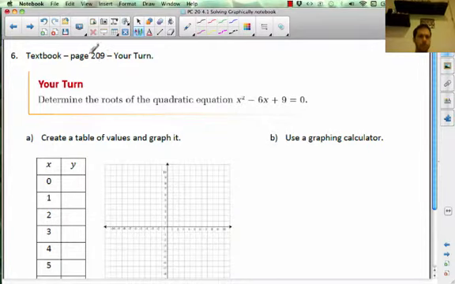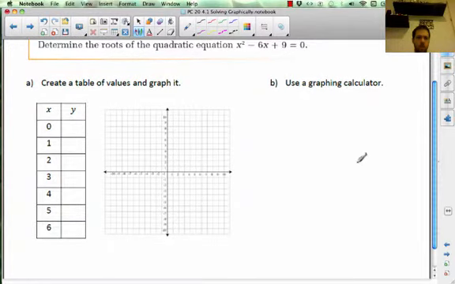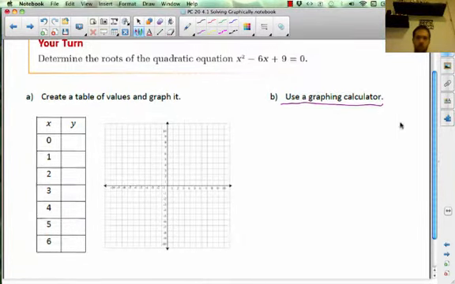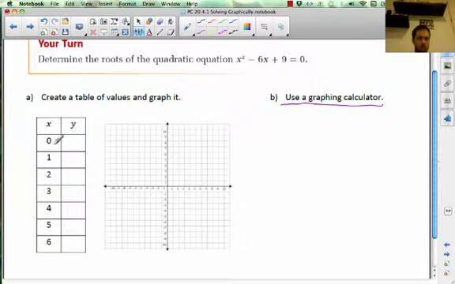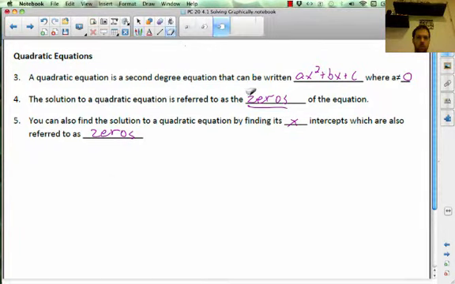So here we go. Page 209. This is the your turn. If you don't have a graphing calculator, you can just go on to the internet and use Desmos to check it out. But we're just going to simply use a table of values to try to figure out the roots. Oh, that's what it is, the roots. Yeah, so this would be the roots of the equation.